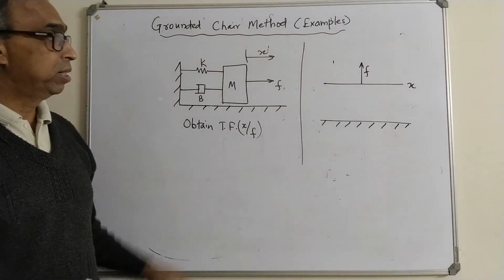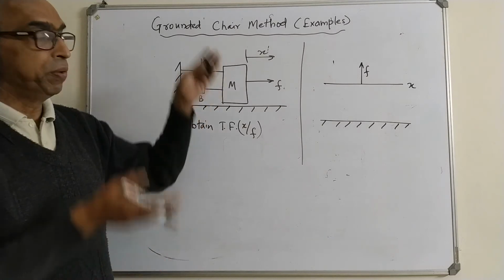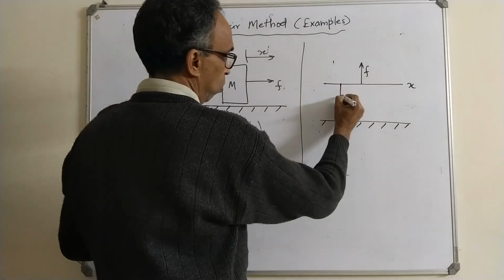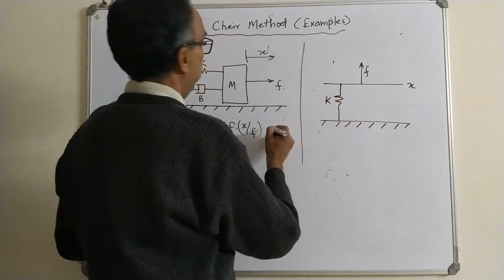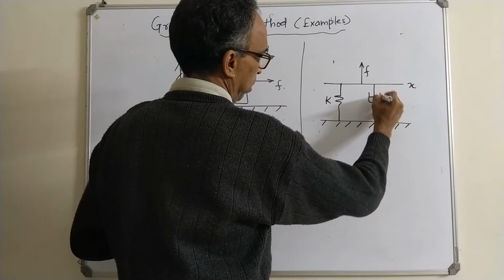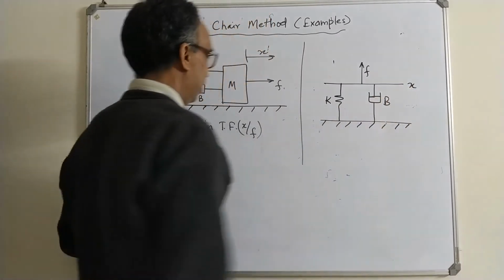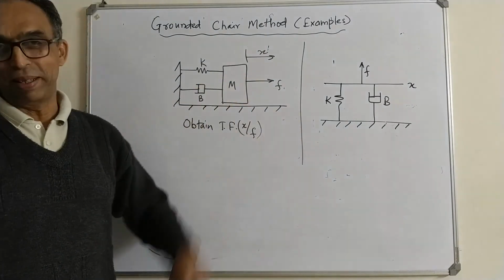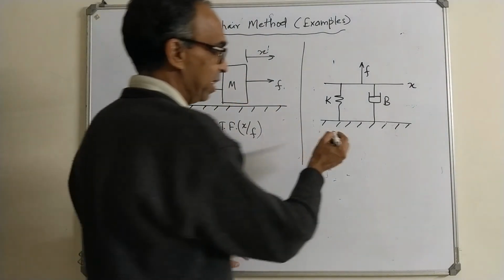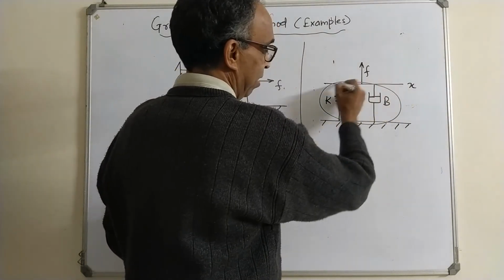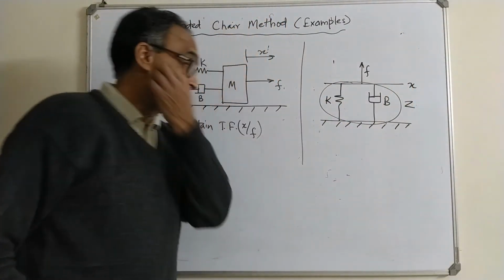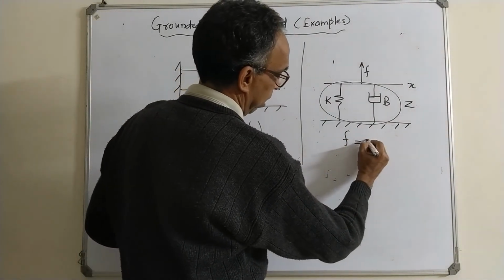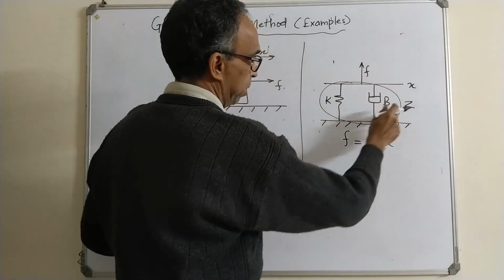Now the next step was to insert the components or elements between the coordinate and ground. Between x and ground, what are the components? One is K, another is B. Isn't it very simple? The representation can be converted into grounded chair representation. So next, I couple these and call it the equivalent mechanical impedance Z, and the first equation that I write is F is equal to Z into X, equivalent impedance into that coordinate.